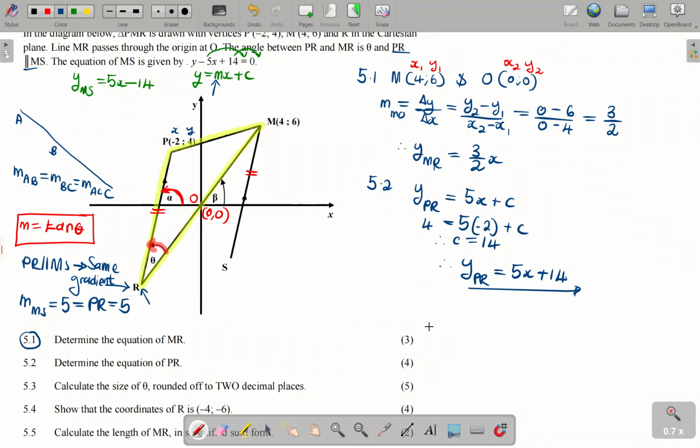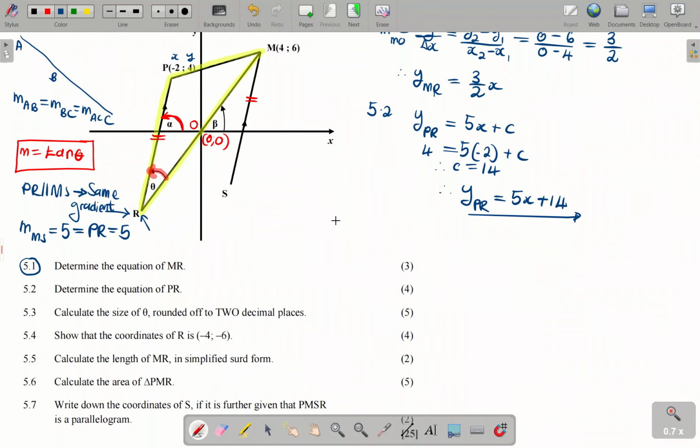So this is the equation of this line. That's the equation of line PR there. So now let's take a look at the next question.